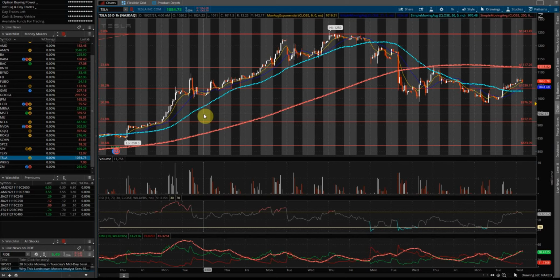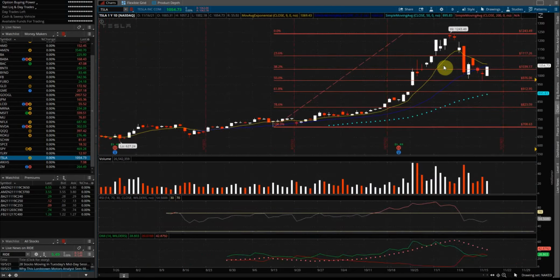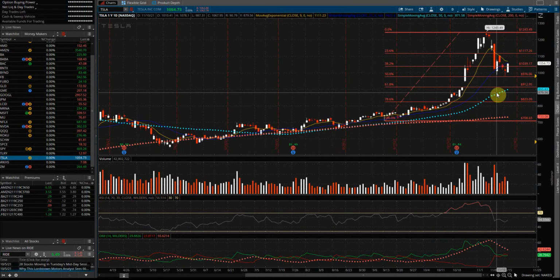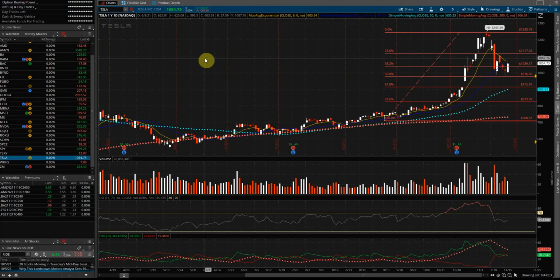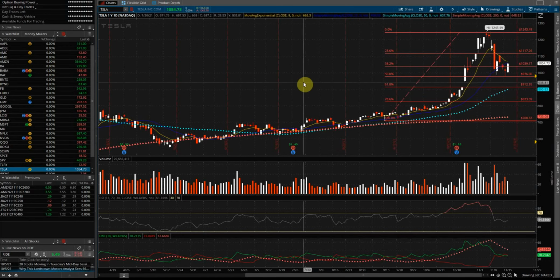The 21 SMA and the 9 EMA are the most important on the hourly, in my opinion, for these short-term movements. And then you can look for bounces off the 50, the 9, and the 21 on the daily. The moving averages are subjective. So basically, different stocks react differently to different moving averages, and each stock has a different personality.